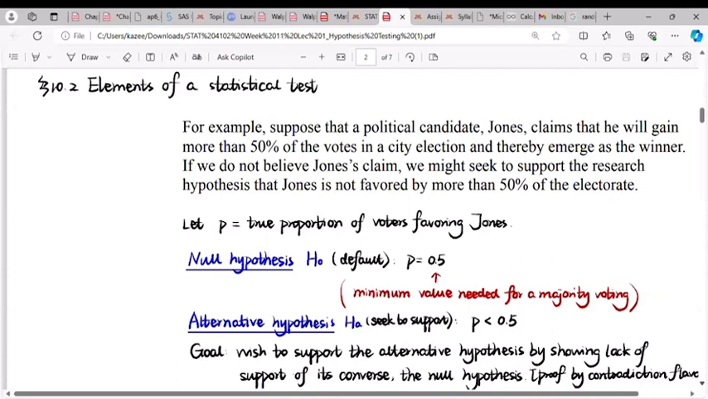Now, if we do not believe Jones' claim, we might seek to support the research hypothesis that Jones is not favored by more than 50% of the electorate. And I want to walk you through now how we are going to test this, if I want to use a statistical procedure to investigate this.